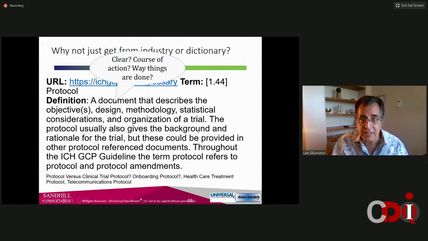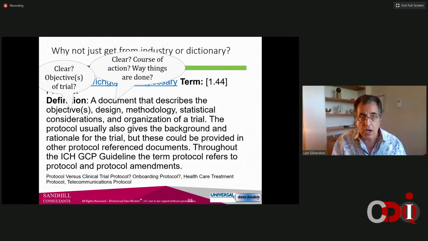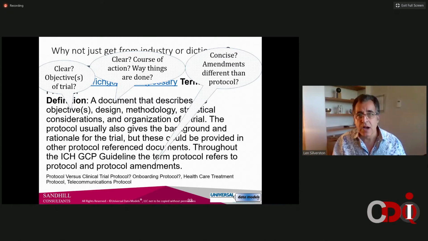A protocol is a document that describes, back to this idea of clarity. A protocol, not really a document. It's the way things are done. Or a document that describes the objectives. Is the protocol of describing the objectives of, or is it the protocol, the way things are done? Really, the protocol is the way things are done. In this definition, it talks about the protocol refers to the protocol and the amendments. Now, take a closer look at that. Are the amendments different than the actual protocol? The amendments is its own entity entirely.